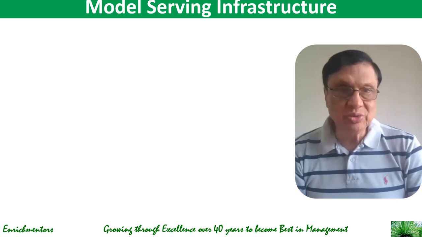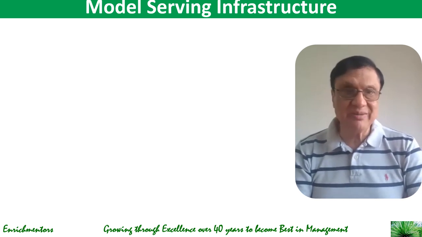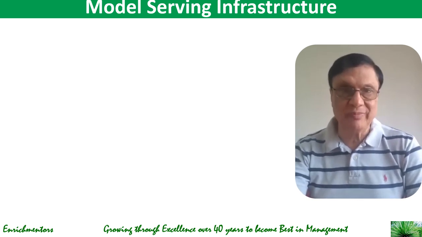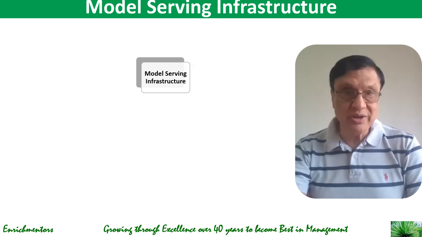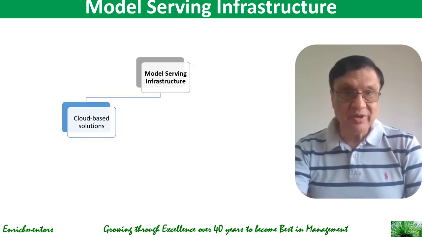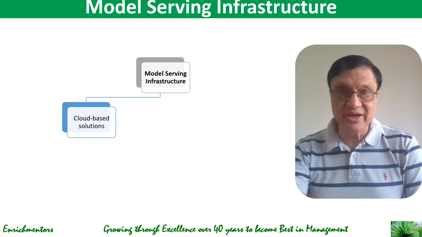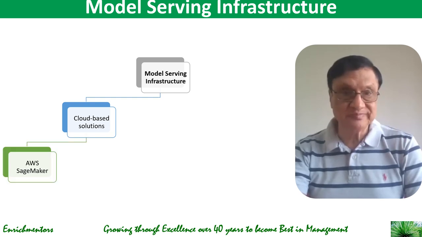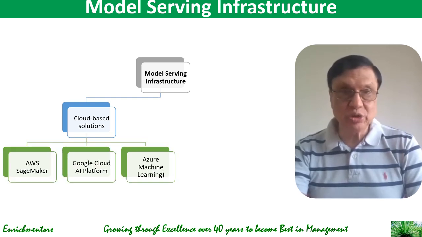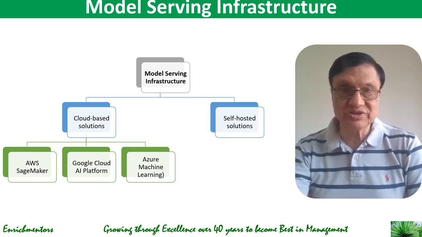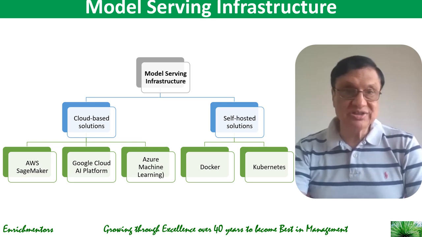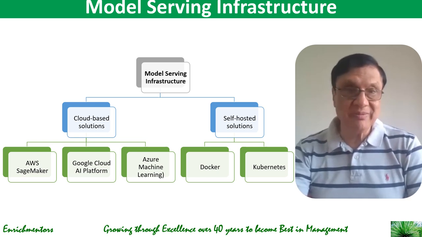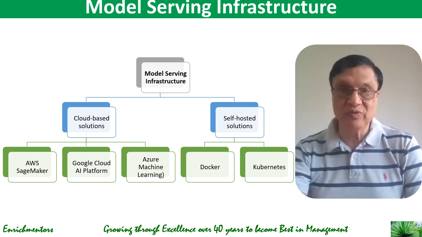The second thing you need to do after model serialization is to set up a model serving infrastructure or platform to host and manage the deployed model, obviously, right? And what you need to do is to choose a suitable deployment model, such as cloud-based solutions, AWS SageMaker, Google Cloud platform, Azure machine learning platform, or self-hosted solutions with the help of Docker and Kubernetes, right?